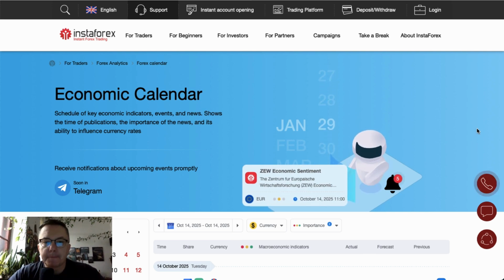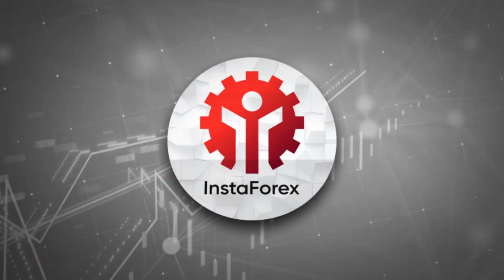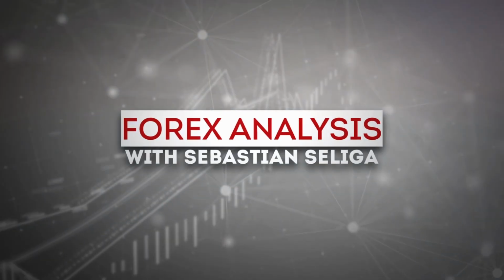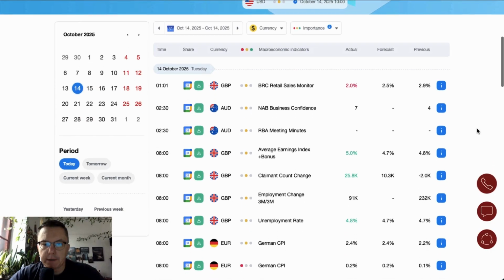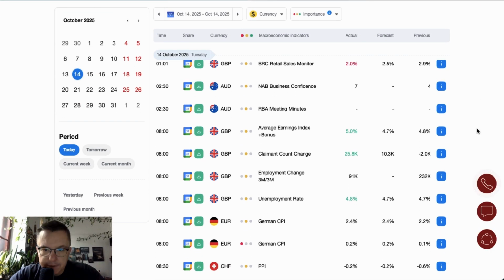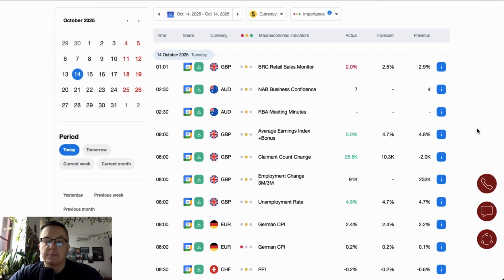Today is Tuesday, October 14th, 2025. Let's take a look at the economic calendar for today. So what do we have here? Some data overnight were published. Yes. Plenty of data from the UK.